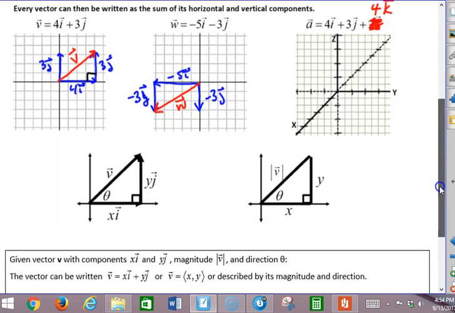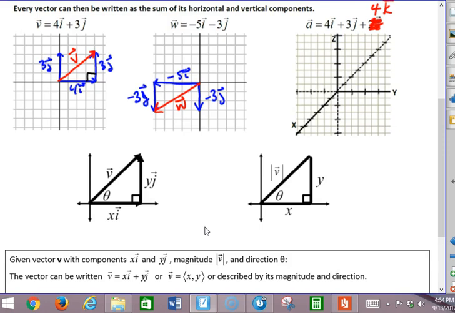Now I'll come back to the three-dimensional vector in just a second. What's nice about this is now we have a right triangle. We have the vector v as the sum of two component vectors, vector xi and vector yj, where x and y are the lengths of the vectors.